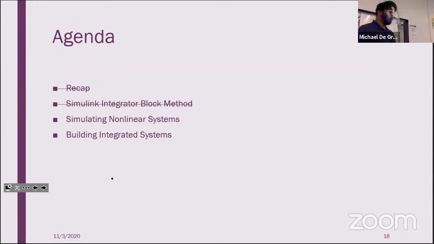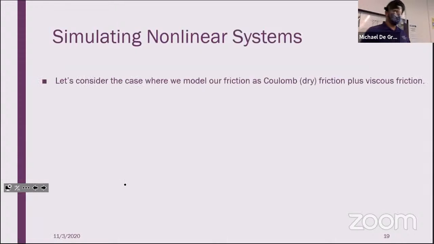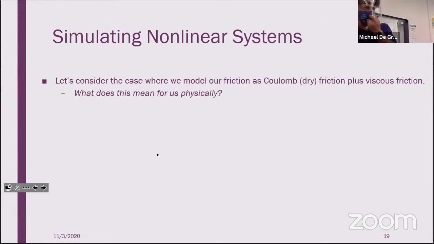Right. So let's talk about nonlinear systems, right? We're going to talk a little bit about our nonlinear systems. So this is where the integrator block method really kind of shines, right? So let's consider a case where we have Coulomb friction, like dry friction, applied in our model, along with viscous friction, right? So we've got both viscous friction, so we have damping, and we have Coulomb friction, right? So physically, what does that mean for our system? What does it mean if I have dry friction in my system?